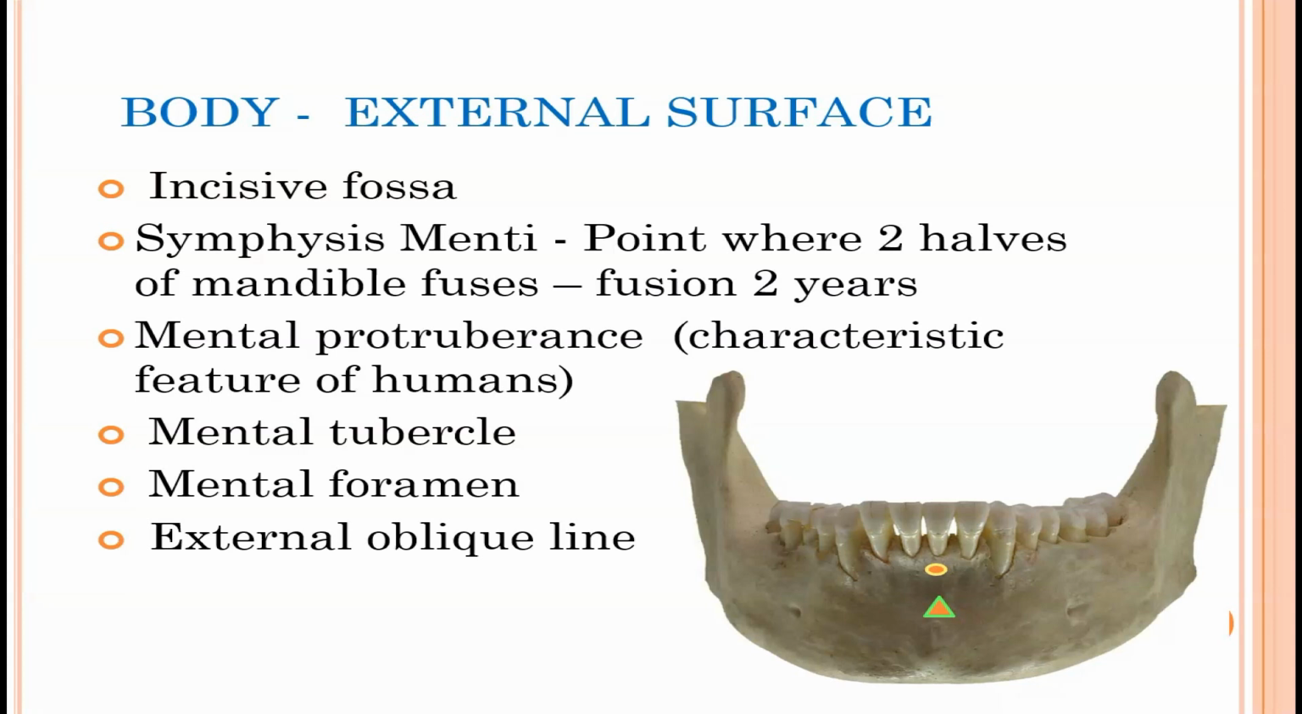Just below the symphysis menti is a triangular elevation called the mental protuberance. It is a characteristic feature of a human mandible, whereas in primate mandibles, such as apes or chimpanzees, this feature will be absent. Lateral to the mental protuberance on either side is another small elevation called the mental tubercle, and laterally we can see an opening called the mental foramen, and still more laterally is a line which extends from the ramus of the mandible to the mental foramen, called the external oblique line.